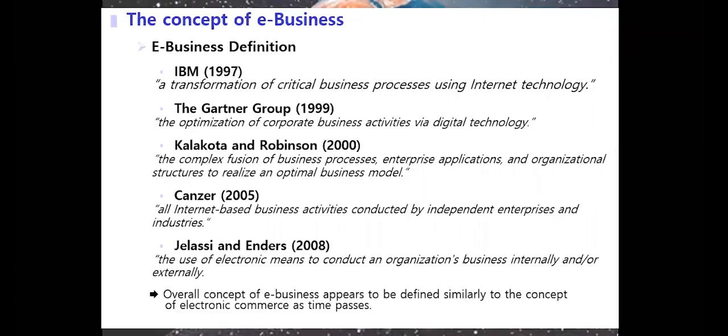There are another two authors, Kalakota and Robinson. They also give a very interesting definition of e-business, and they say that it's the complex fusion of business processes, from offline to online. And then we have an enterprise application for that, ERP, and organizational structures to realize an optimal business model. So the previous business model has been changed, optimized, and realized.